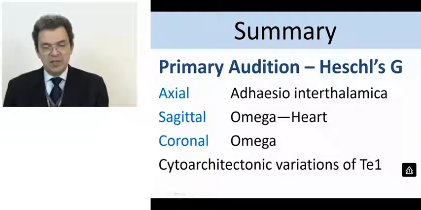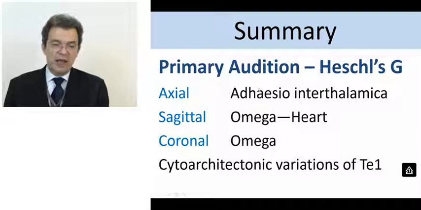How to identify the section where to look for it: in the axial plane, it's the adhesio interthalamica. In the sagittal plane, it has its own shape, the omega or heart, and in the coronal, an omega. And keep in mind the variations of the cytoarchitectonic fields.